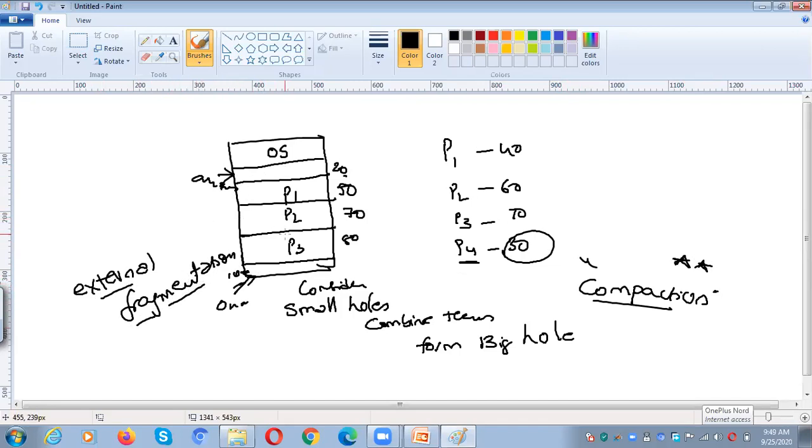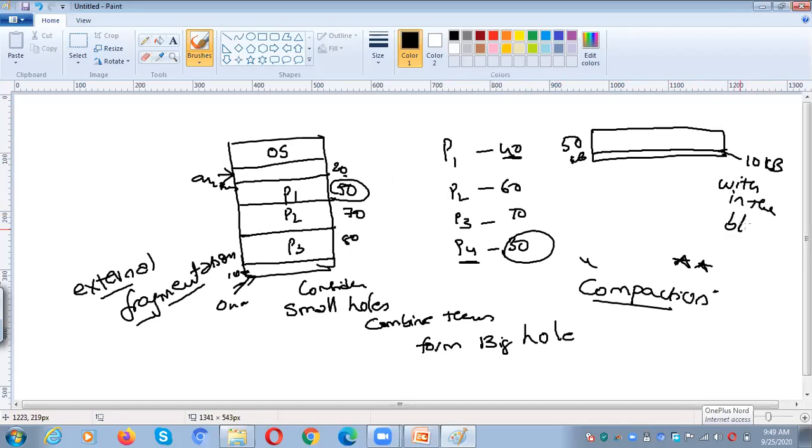Okay, what about internal fragmentation? For example, observe here, the partition size is 50 and the process P1 is of size 40. Sorry, you kept a 40 KB process in a 50 KB partition. That means here 10 KB of memory is wasted within the block. So this wastage is called internal fragmentation.